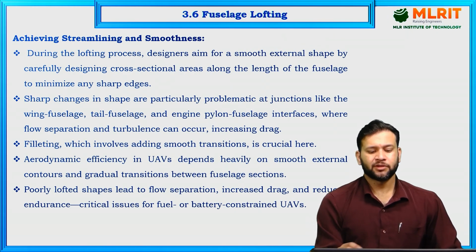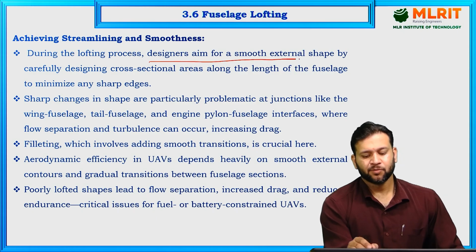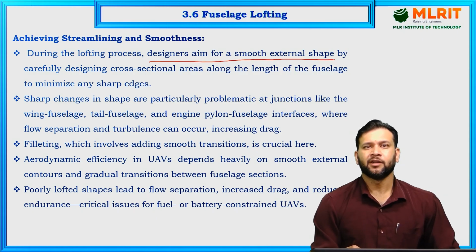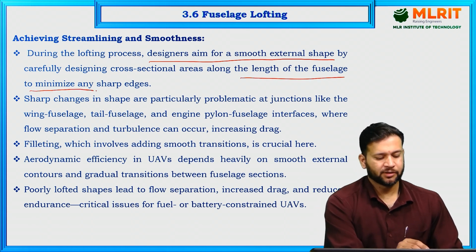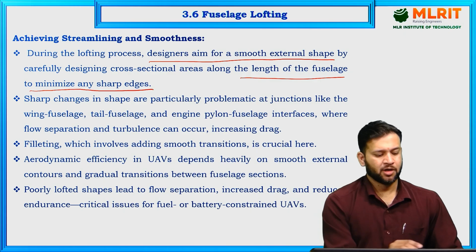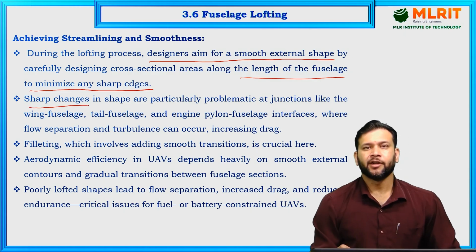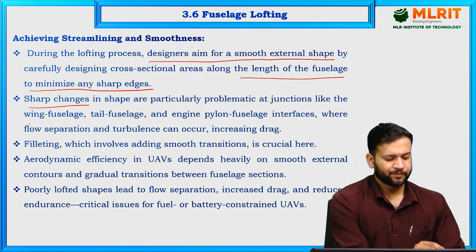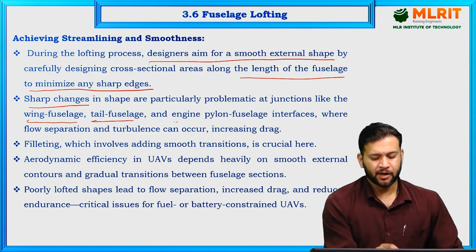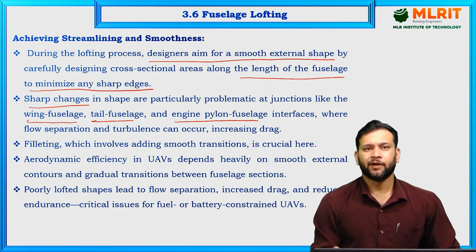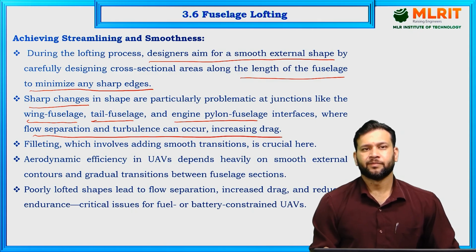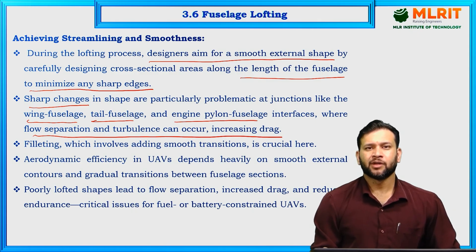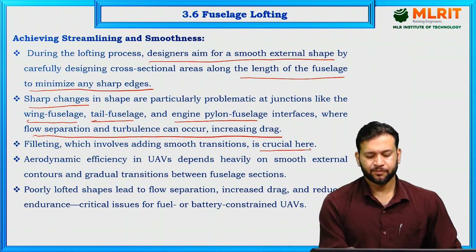During the lofting process, designers aim for a smooth external shape by carefully designing cross-sectional areas along the length of the fuselage to minimize any sharp edges. Sharp changes in shape are particularly problematic at junctions like the wing fuselage, tail fuselage, and engine pylon fuselage interfaces, where flow separation and turbulence can occur, increasing drag. Filleting, which involves adding smooth transitions, is crucial here.